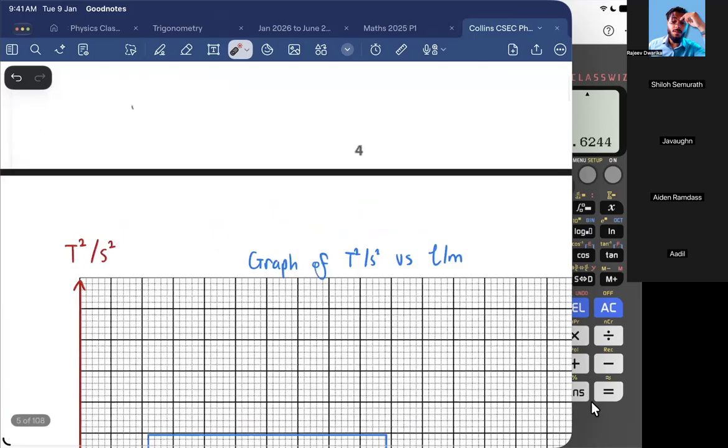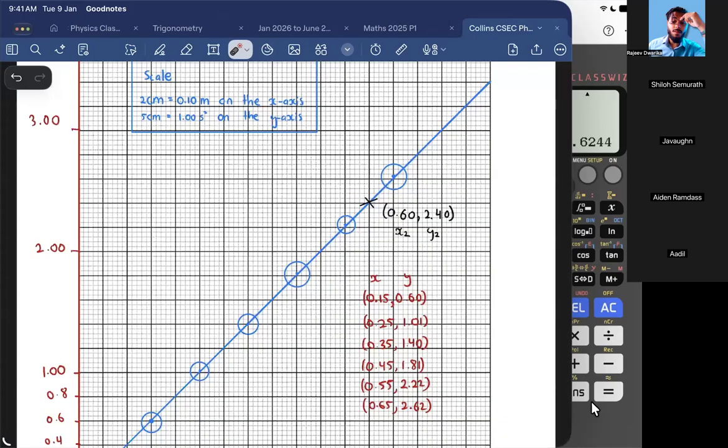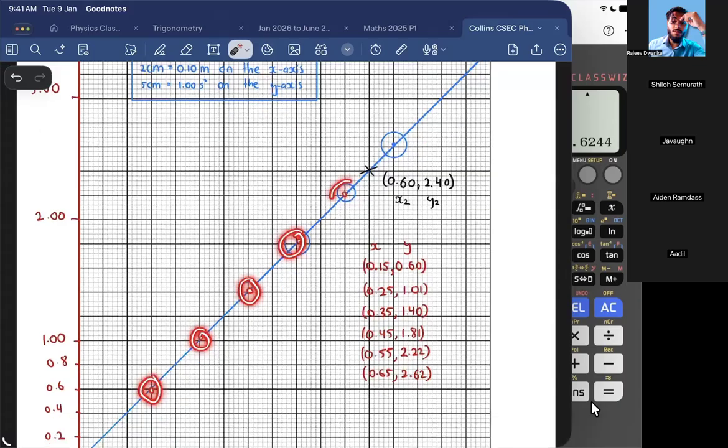Now, Adil, you cannot use any of the points from the data table. You see how we have these points here? You cannot use those points. Understand? Because this is our best fit graph. So you need to plot those points, draw your best fit, and read off the points from the graph itself.